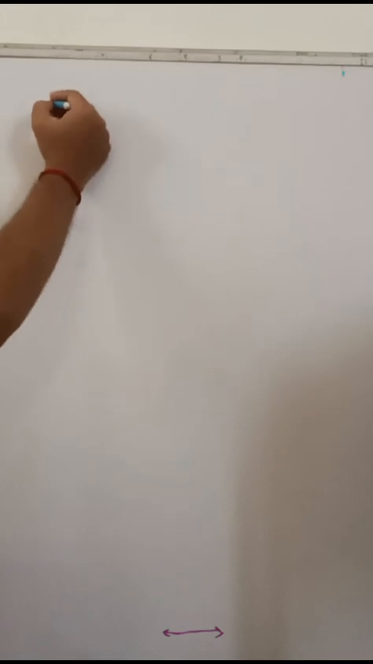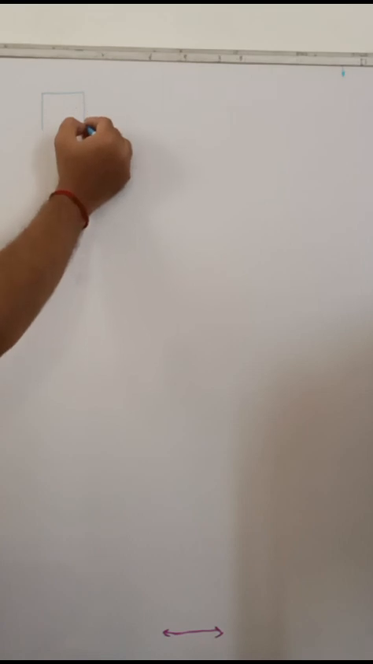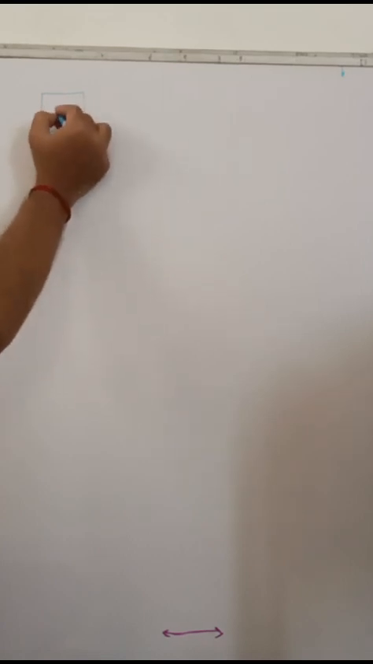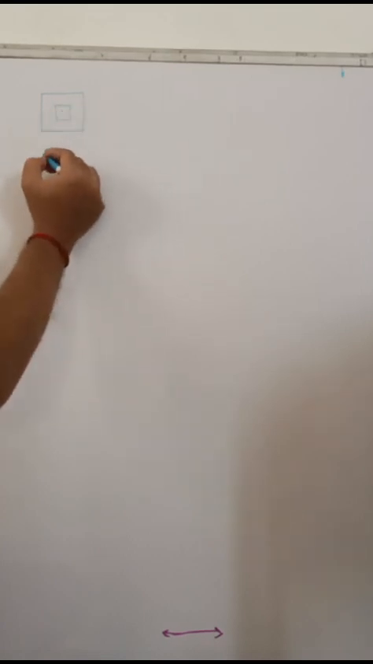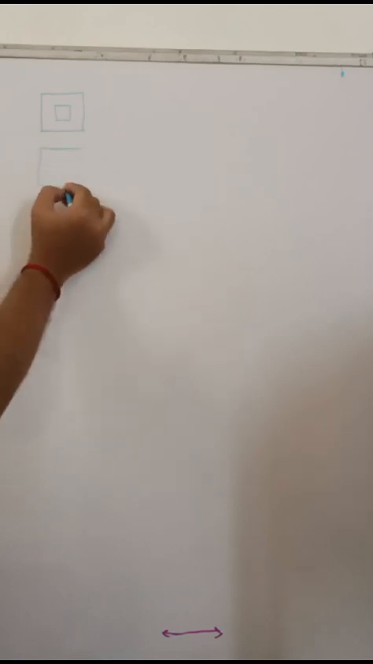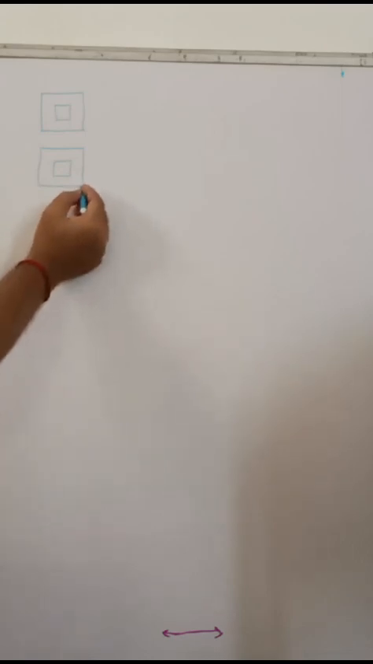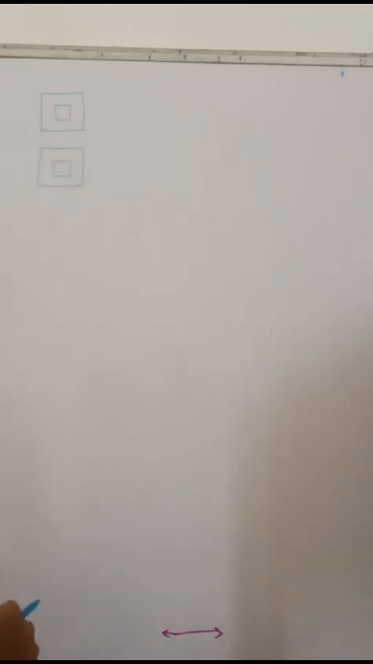Hello friends, today we will learn how to make isometric view from two views. Let's say we have one front view and then we have top view. Now we want to make isometric view for this out of these two views.